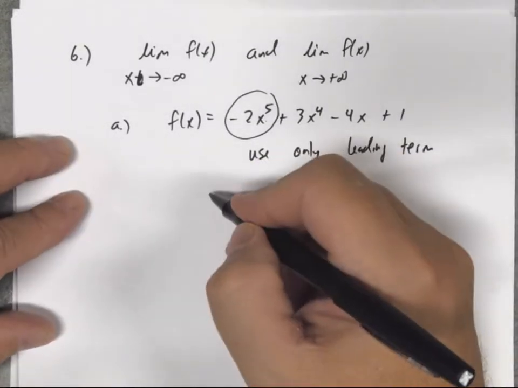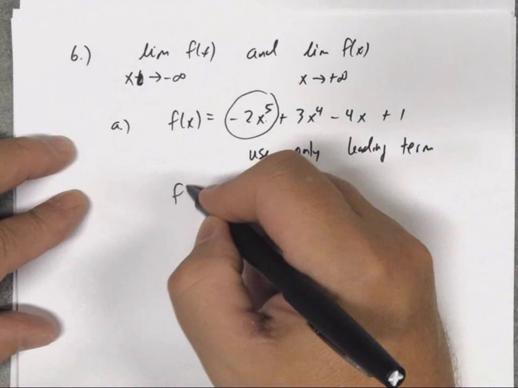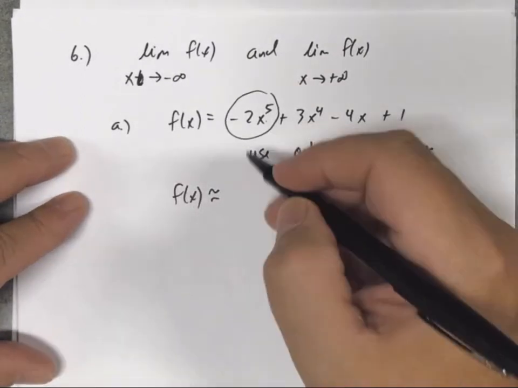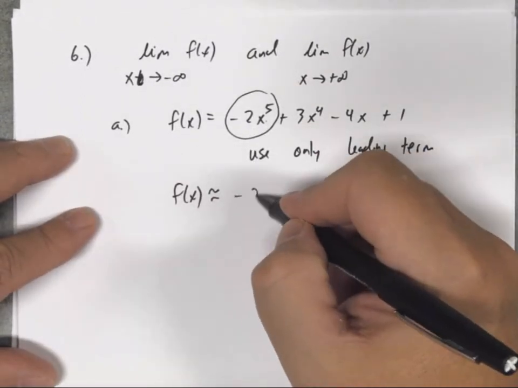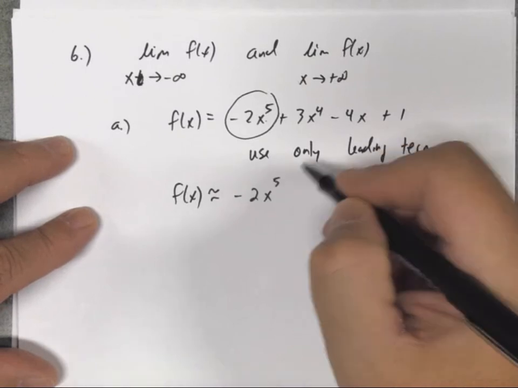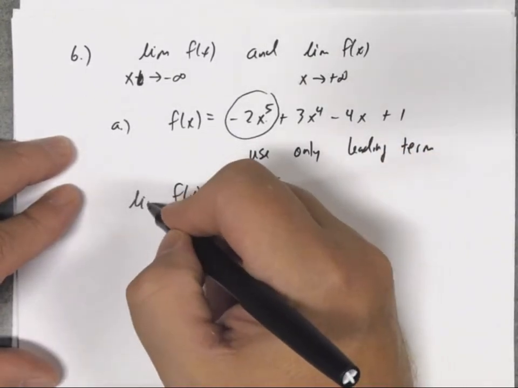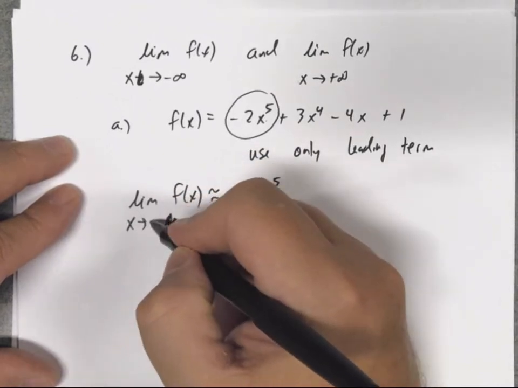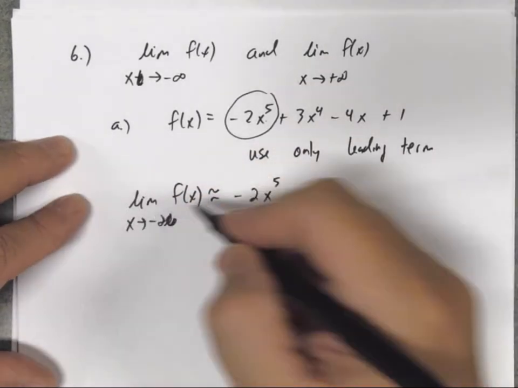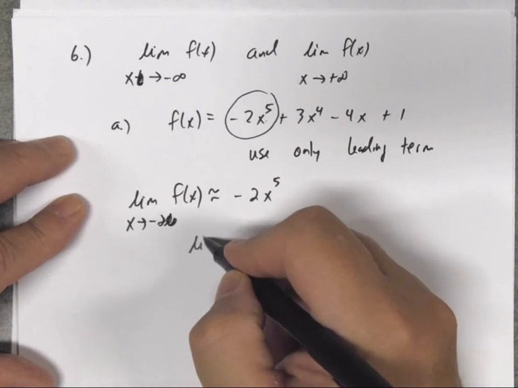So that's why you basically say, I can approximate f of x to be negative 2x to the 5th. And now this is what I'm going to take the limit of. And we'll do, let me write this.